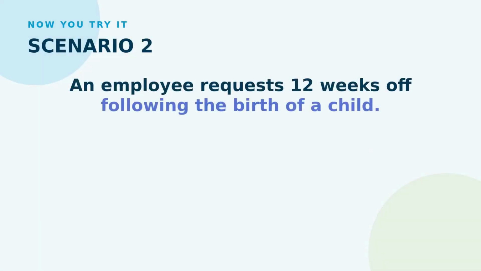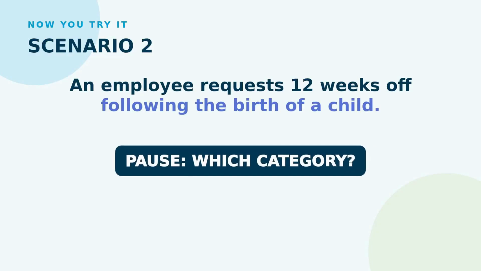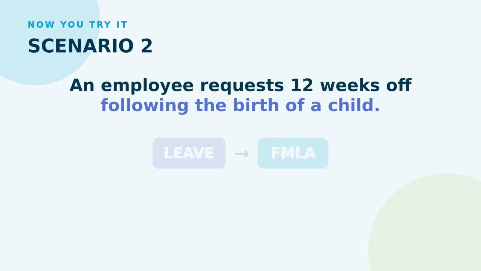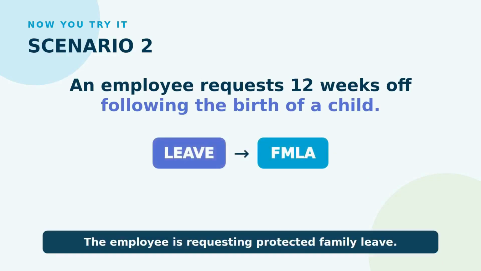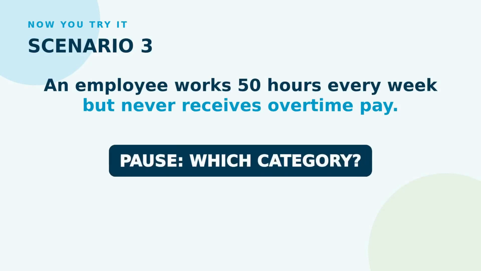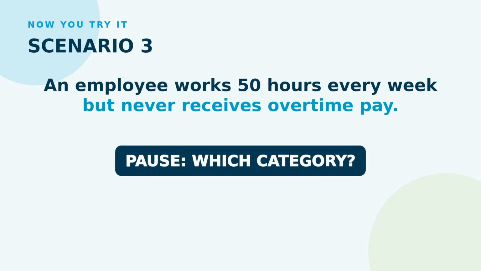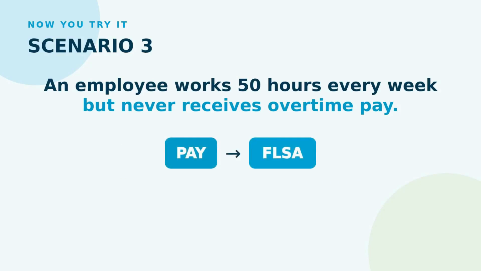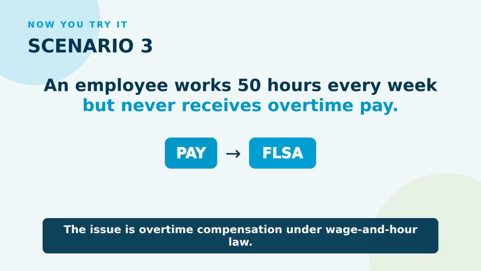Scenario 2. An employee requests 12 weeks off following the birth of a child. What's the category? Leave. That points us to FMLA. The employee is requesting protected family leave. Scenario 3. An employee works 50 hours every week but never receives overtime pay. What's the category? Pay. That points us to FLSA. The core issue involves wages and overtime. See how much easier these questions become when you identify the HR issue before trying to identify the law?